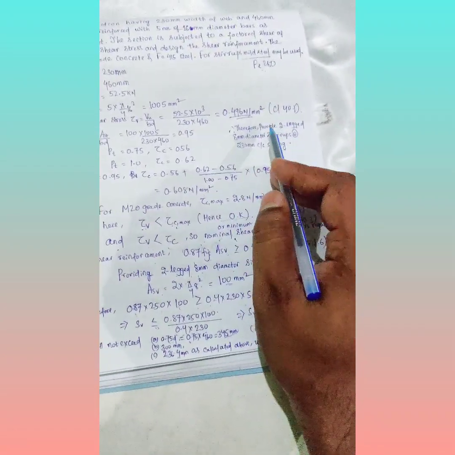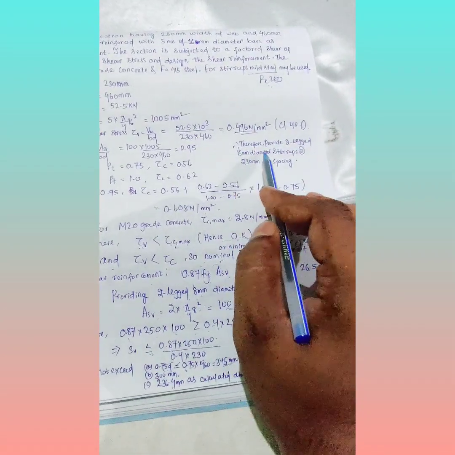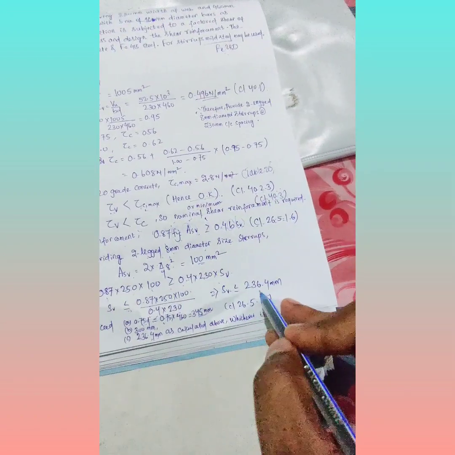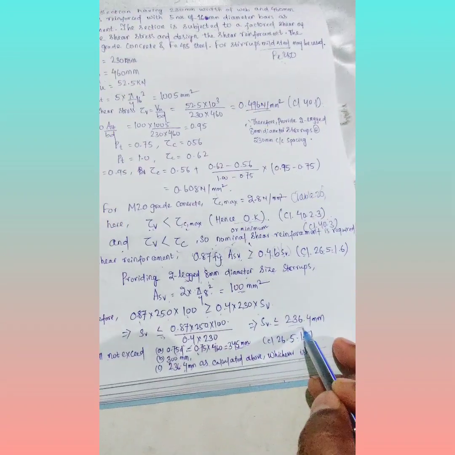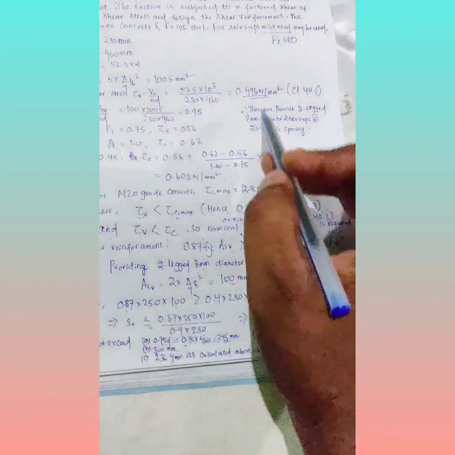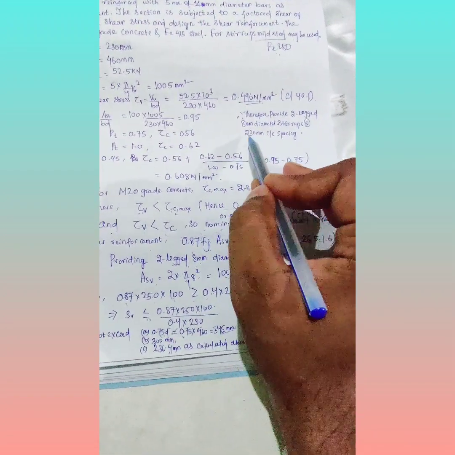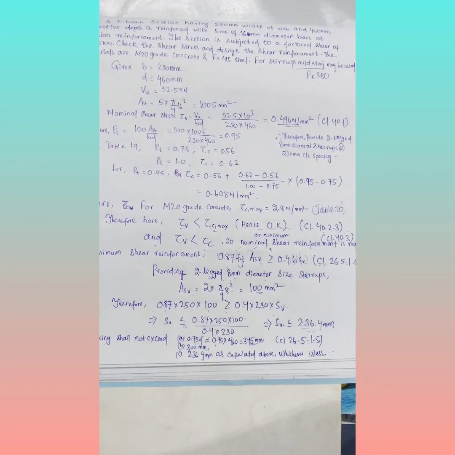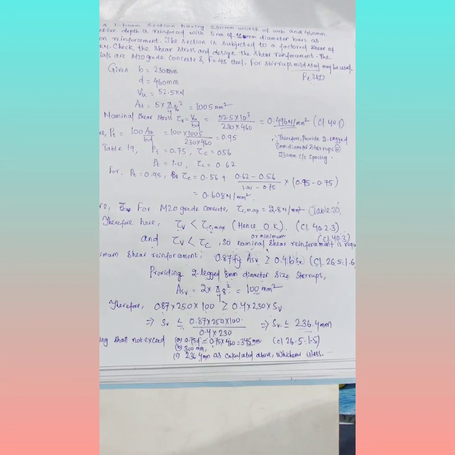Therefore, we will provide two-legged 8 mm diameter stirrups at 230 mm center to center spacing. It is coming as 236.4, and the spacing should not exceed 236.4 mm, so we are providing a spacing of 230 mm center to center. Okay, clear? This is the solution for the shear design of the given problem.